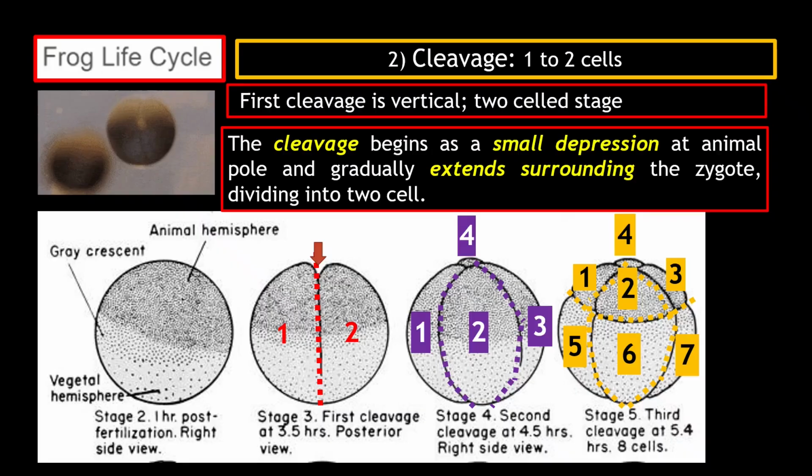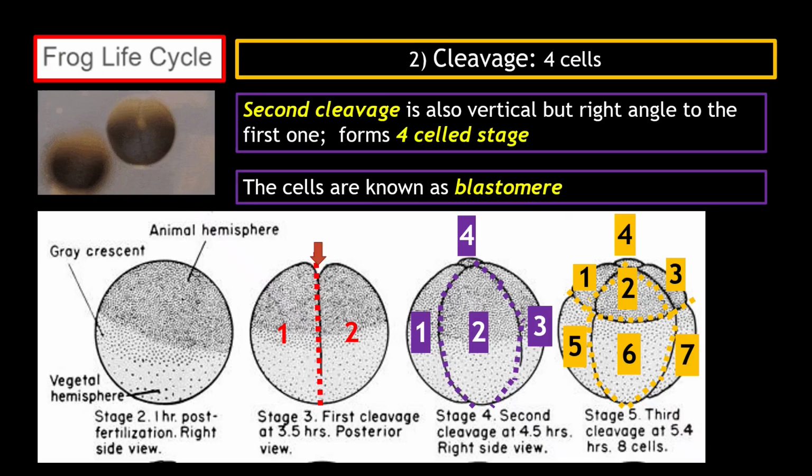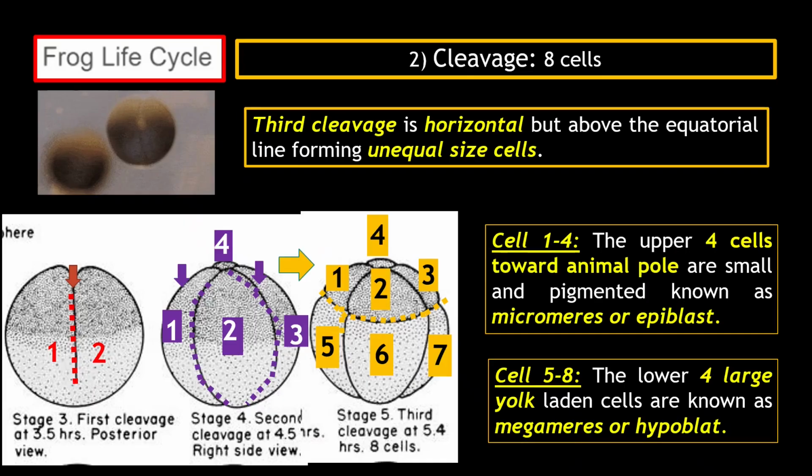So as I just told you, the first cleavage is vertical. You can see it here in red, and this is the 2-cell stage, and it starts with a small cleavage at the animal pole that gradually extends, surrounding the zygote that divides into cells. So it starts here in the animal pole, and it continues there. The second cleavage is similar to the other one. And here the cells, as we said, are still called blastomeres. Now we're going to the first horizontal cleavage, so they are no longer vertical.